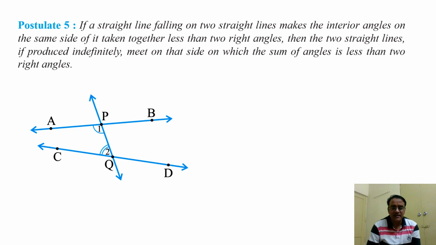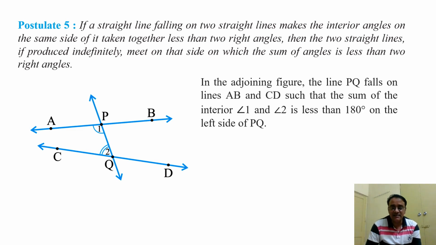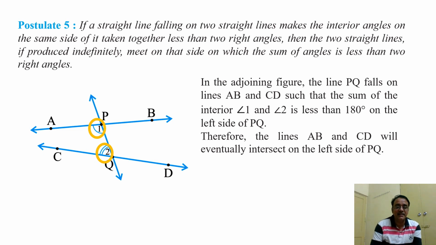So we'll see one example. See in this example, at P and Q there are two angles, angle 1 and 2, and the angle on the right side I am not considering. On this side the sum of the angles is less than 180 degrees. See these two angles. So when we extend here, they will intersect on that side. On the other side, if we extend, it will never intersect. So that is postulate number 5, where the sum is less than 180 degrees. The sum of the interior angles on the same side is less than 180 degrees, so on extending there they will intersect. Okay, so therefore the lines AB and CD will eventually intersect on the left side of PQ, right?